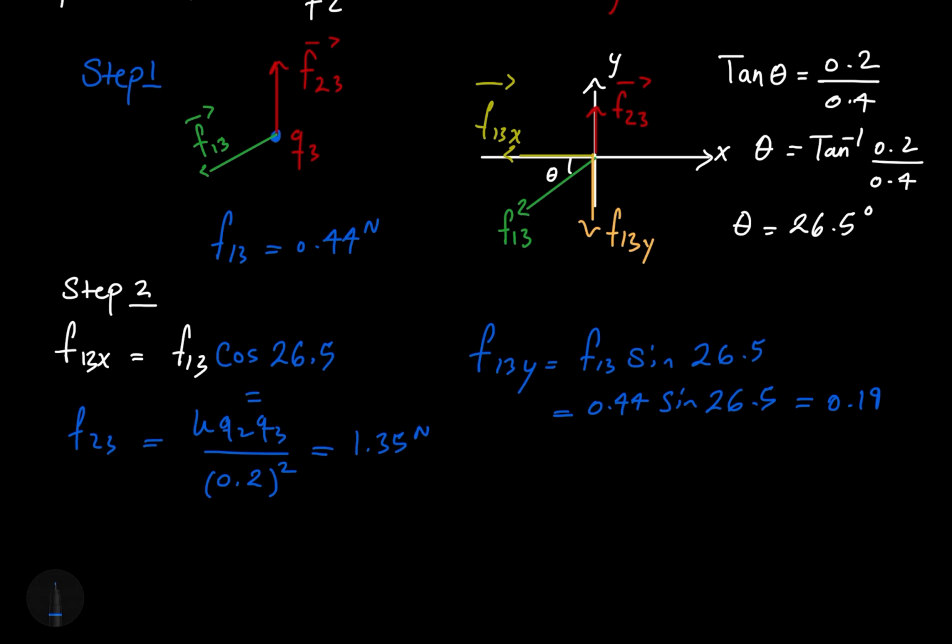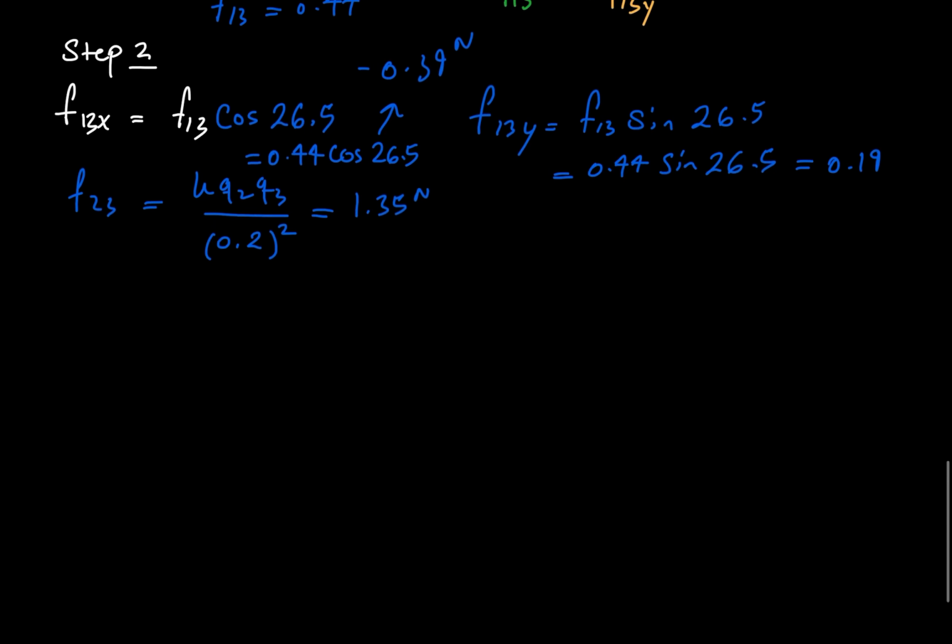F13x, on the other hand, is also going to be negative because it lies in the third quadrant, where both the x values and y values are negative. So this is 0.44 times cosine of 26.5. And F13x is going to be 0.44 times cosine of 26.5. That gives you a value of 0.39 newtons. Now, that one is going in the left direction, so you can write it as negative 0.39 newtons.